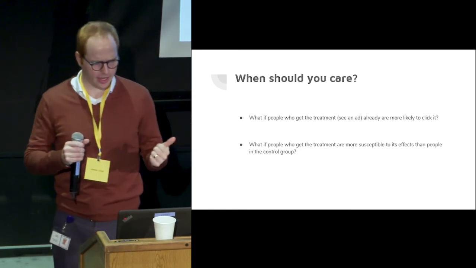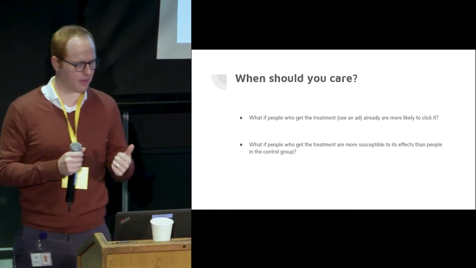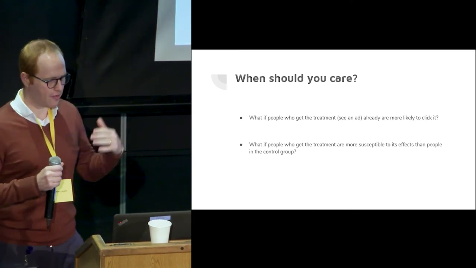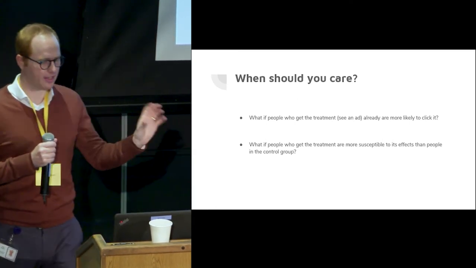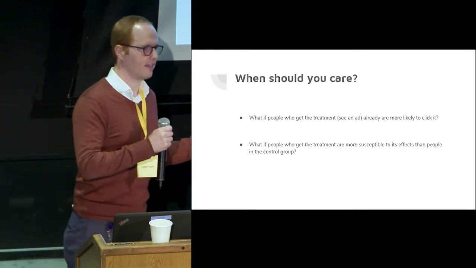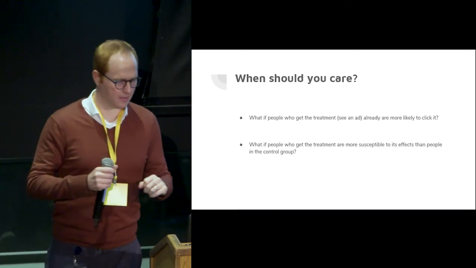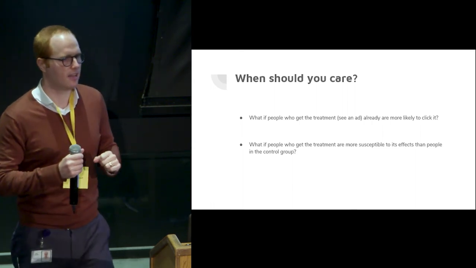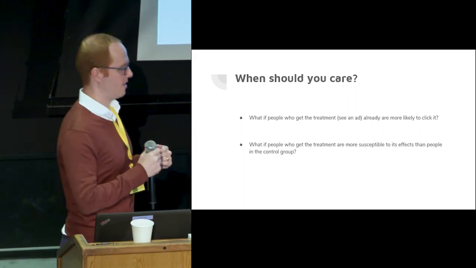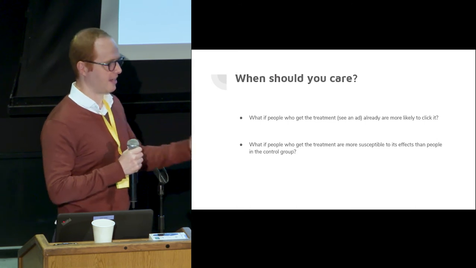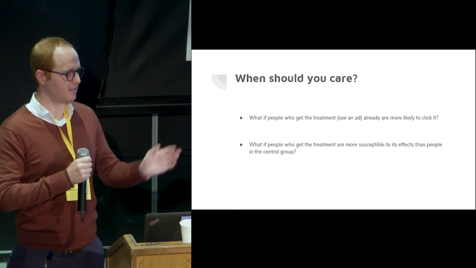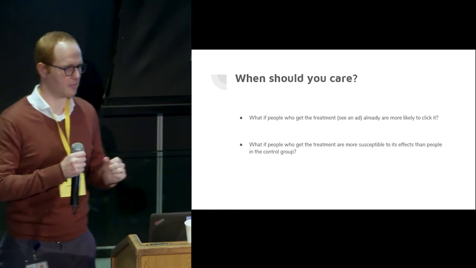The first type I'll explain with an example and then show the more theoretical version. What if people who get the treatment or see the ad were already more likely to click on it? That is, they're already more likely to purchase the product. That's something that might happen if the user is very active. The people who are seeing the ad because they're active online are also more likely to click the product.